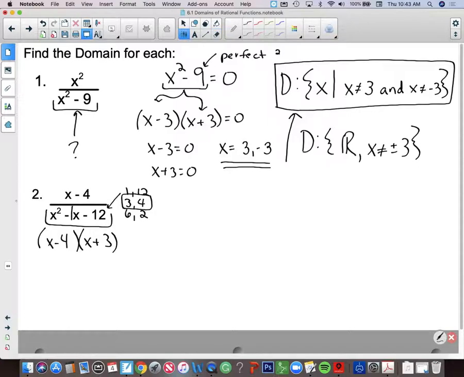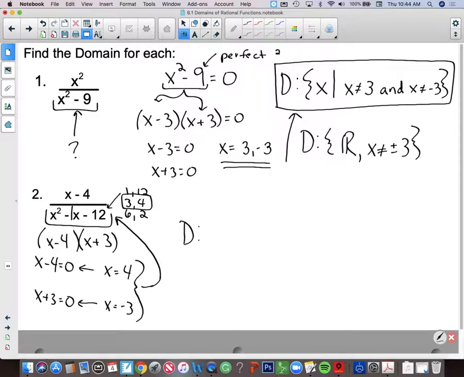So I factored it out. Now we have to take the time to set both of those equal to 0 and solve. This one's going to give me x equals 4. This one's going to give me x equals negative 3. Remember, those are the values that I would plug into my denominator to get a 0. And we don't want a 0. So the 4 and the negative 3 are numbers that cannot be in the domain.